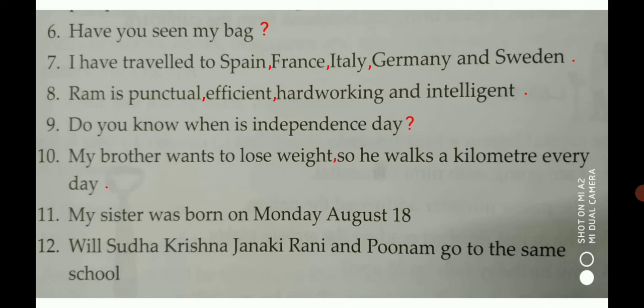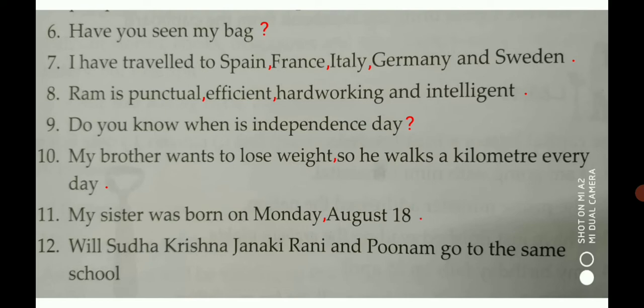Let's move on to the next sentence. My sister was born on Monday, August 18. As we learned the rule of the comma, that we will put a comma between the day, date or month or name of the year, right? Here day and date are given, so we will put a comma after Monday and put a full stop.